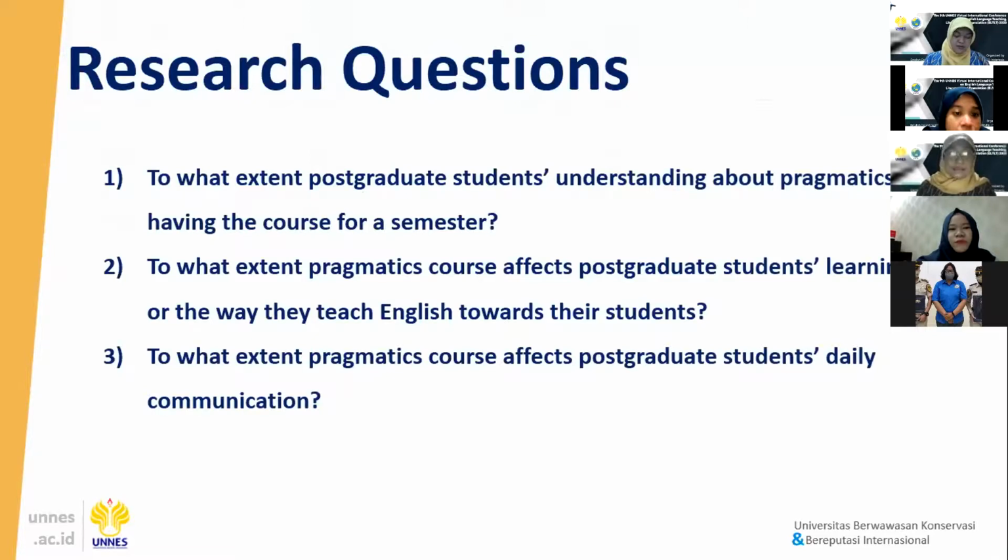The first is to what extent postgraduate students' understanding about pragmatics after having the course for a semester. And second, to what extent the pragmatics course affects postgraduate students' learning process or the way they teach English to their students. And the third is to what extent the pragmatics course affects postgraduate students' daily communication.